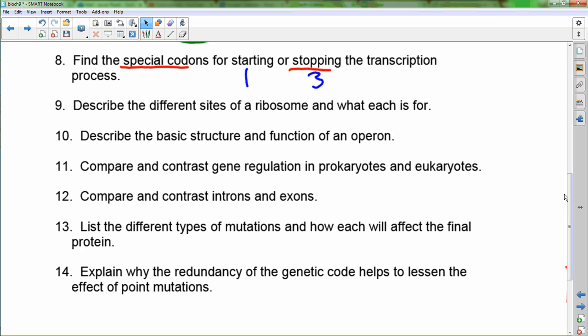Yes, that's the stop. Yes, that's specifically the stop. Each one of those. Okay.